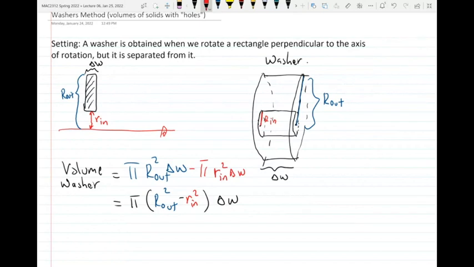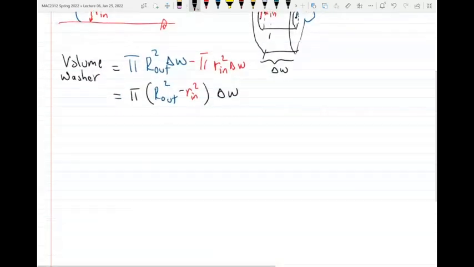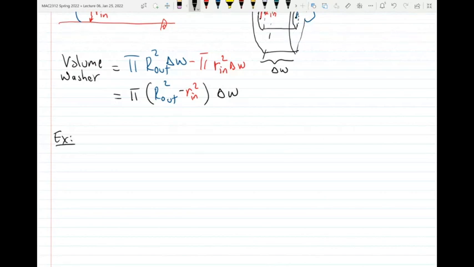Okay, that's it. So let's see if I will just set up the integral. I'm not going to solve it, but I will set it up. So for example, let's calculate the following. So find the volume.